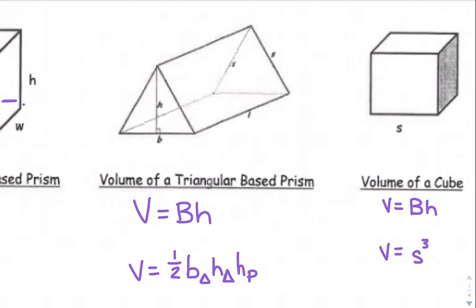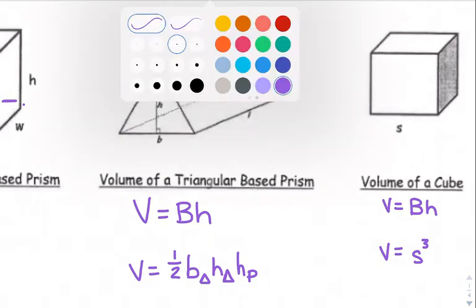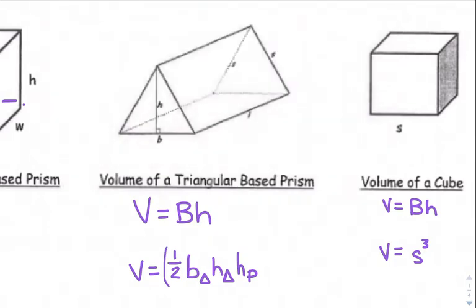Same thing for a triangular prism. We can use big B times H. The area of the base is just the area of the triangle though. Area of a triangle is 1/2 base times height. So we're talking about the base of the triangle times the height of the triangle, and then we're multiplying by the height of the prism. So that's one formula we can use as well.